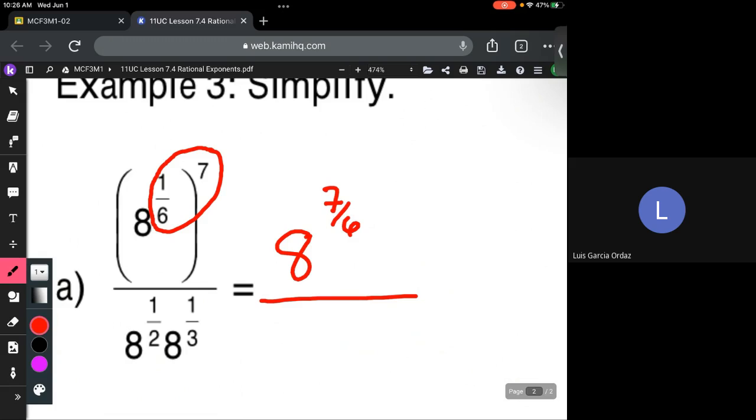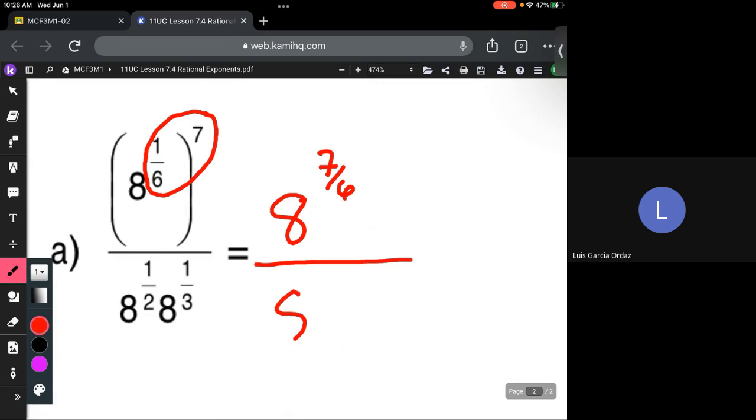And then in my denominator, I'm multiplying exponents with the same base. So what do I need to do with my exponents? You add them. So 8 to the power of 1 over 2 plus 1 over 3. Can someone tell me what 1 over 2 plus 1 over 3 gives us?